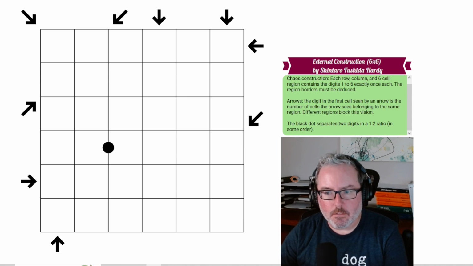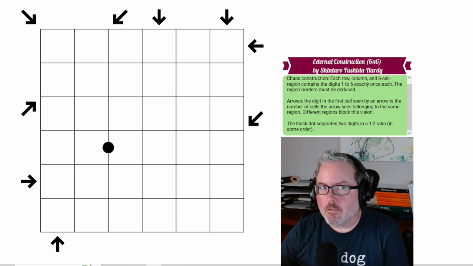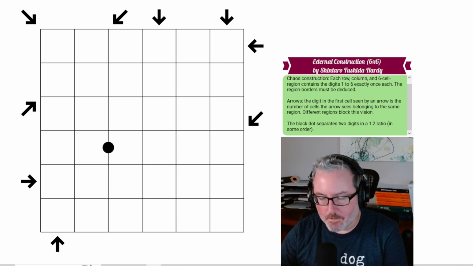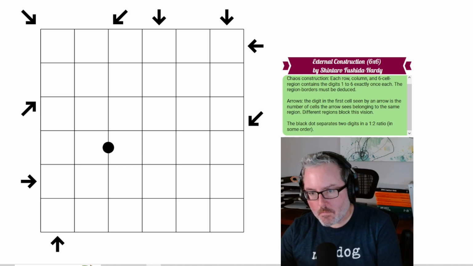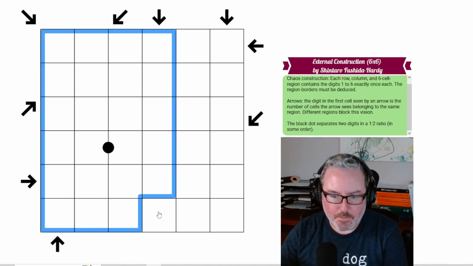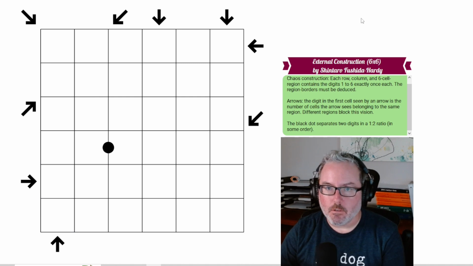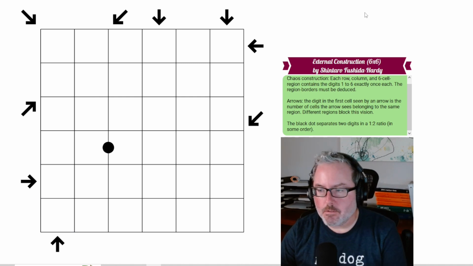This is an interesting puzzle, as it's something I don't have a lot of experience with. It is a chaos construction puzzle, and essentially what that means is you have a semi-empty grid that doesn't show you where the actual regions are, and then it must be deduced by the solver.